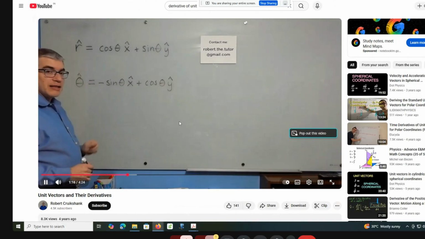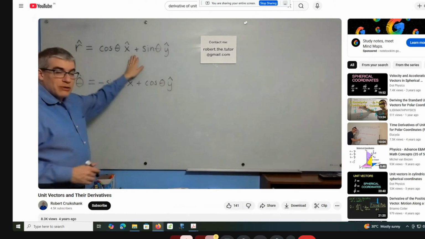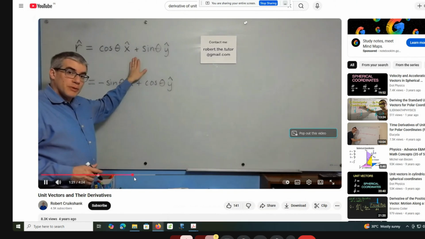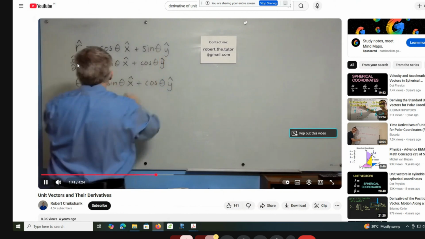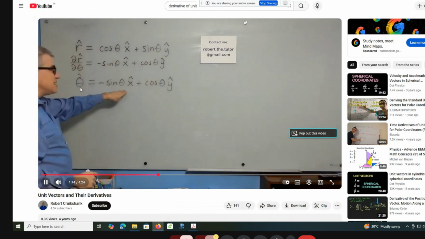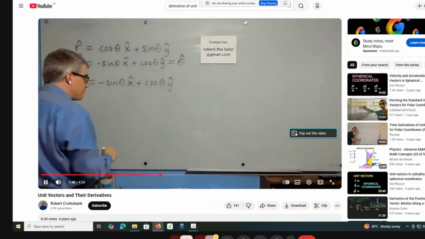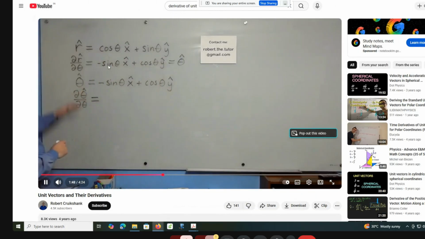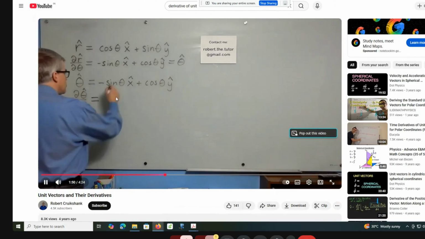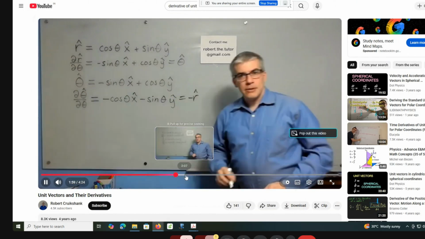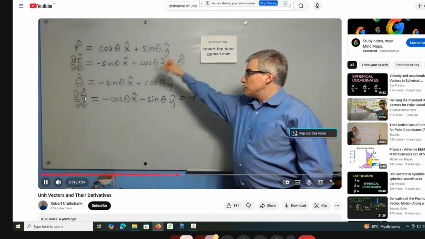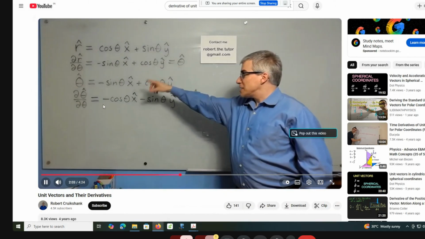This is simple, no? You see here, R cap is this one. So you just calculate your R cap. What is your dou R cap by dou theta? It is actually theta cap. So the derivatives of these unit vectors are basically other unit vectors. Dou theta cap by dou theta also will become minus R cap. Dou theta cap by dou R may be 0.